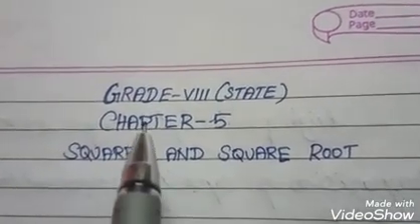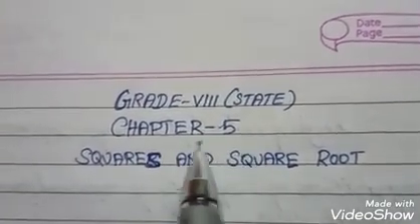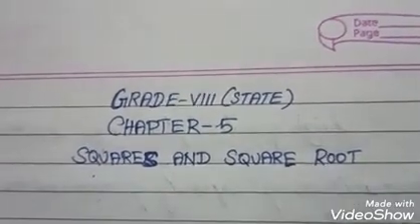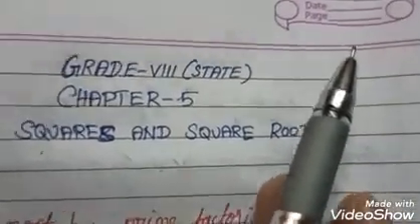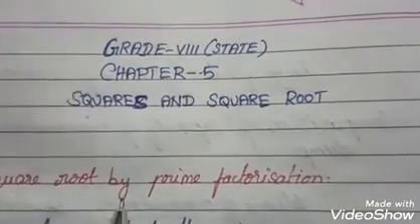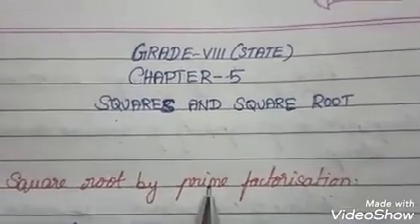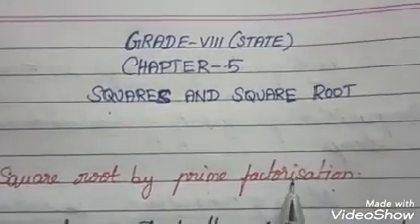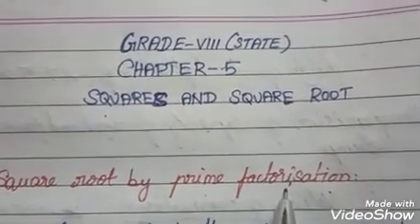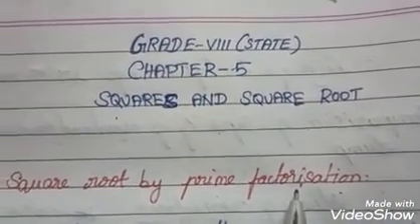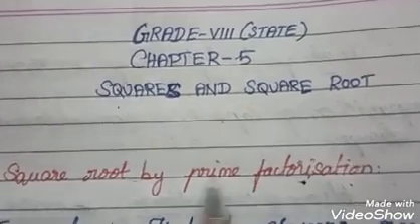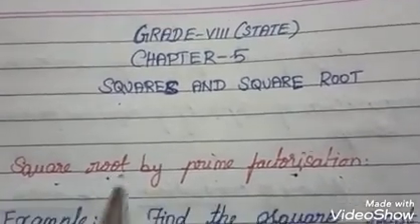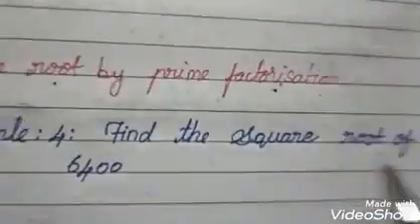So today we have to continue the same chapter 5, squares and square root. Last class we discussed how to find the square root by prime factorization. You know that by using prime numbers you need to find the factors of the number, and then find the square root. So now I have to explain the examples.